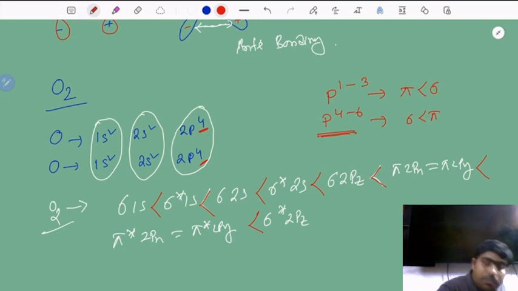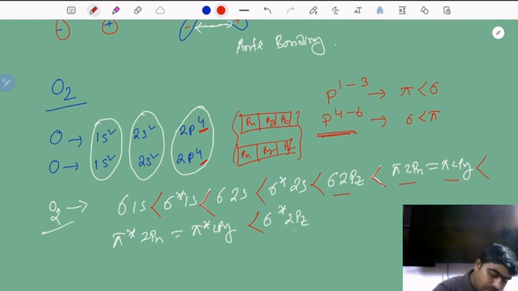See here in the p orbital, how many orbitals are there? There are 3 orbitals: Px, Py, Pz. Total how much? Total 6 orbitals. Count: 1, 2, 3, 4, 5, 6. There are 6 p orbitals combined to make 6 molecular orbitals. Out of the 6, 3 are bonding, 3 are anti-bonding, and out of the 3 bonding, 1 is sigma and another 2 are pi. Similarly in anti-bonding also the same. Clear? Understand? This is a very simple process.